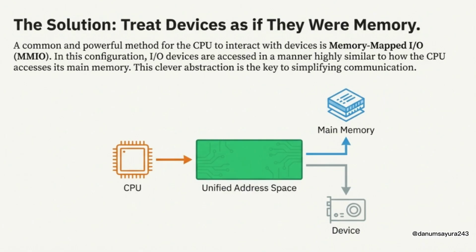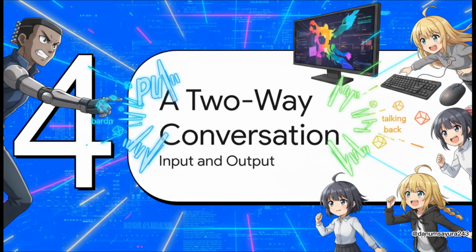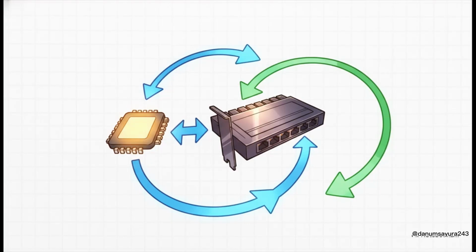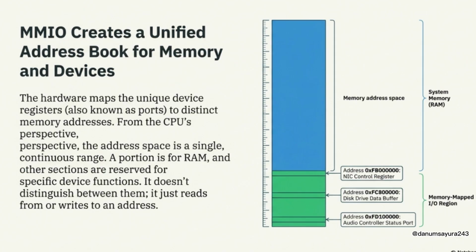Okay, but wait a second. This can't just be a one-way street, right? It's not just the CPU shouting orders into the void. For any of this to actually work, it has to be a conversation. The devices have to be able to talk back. And that's exactly why you hear the term I/O devices all the time. The I is for input, the O is for output. It's built right into the name. They're designed from the ground up to handle data going both ways.